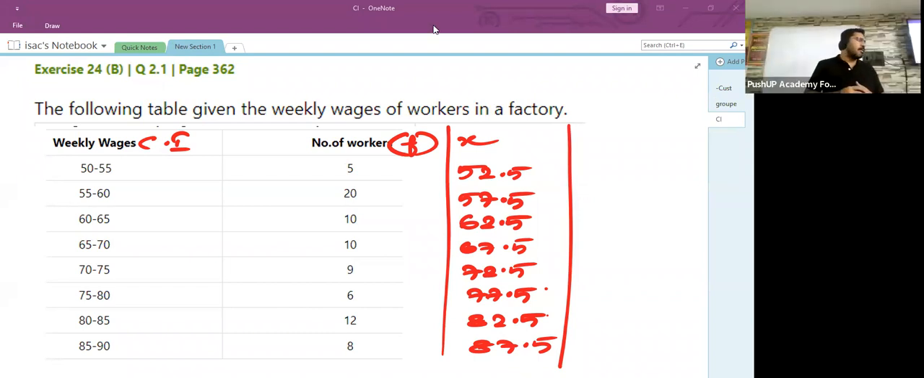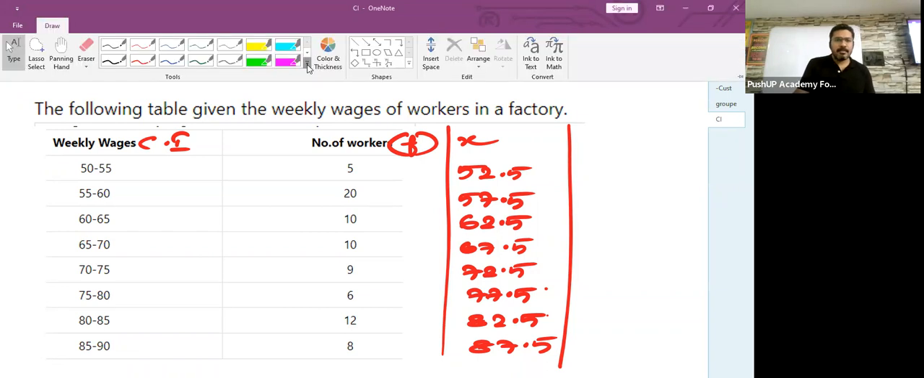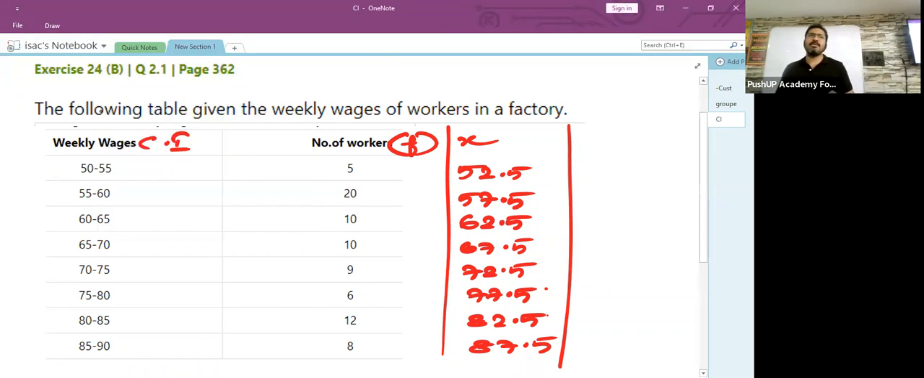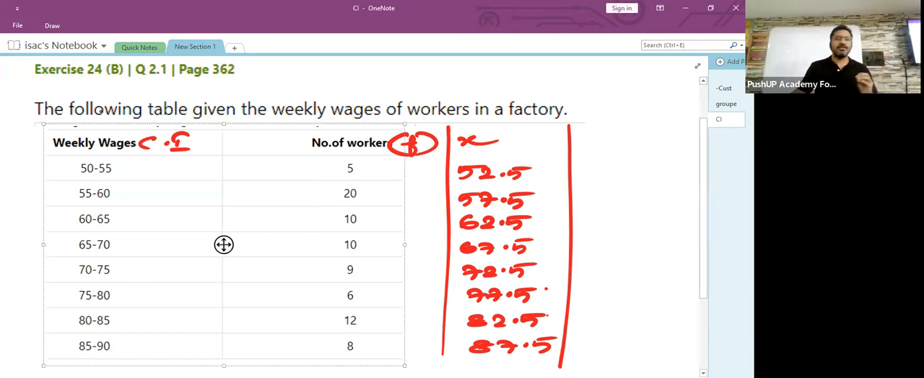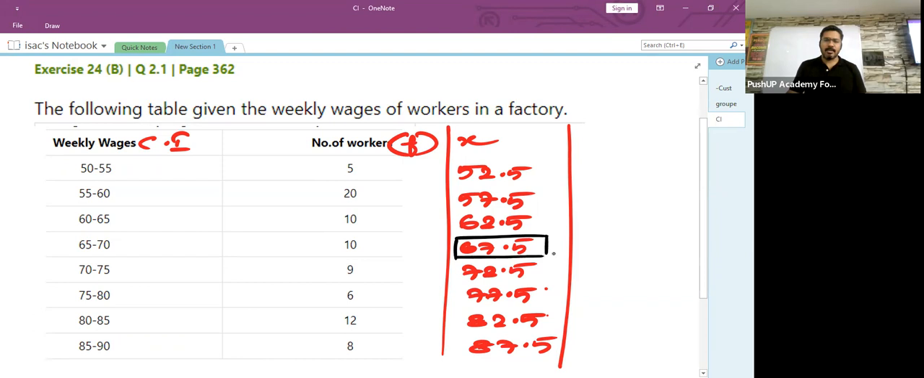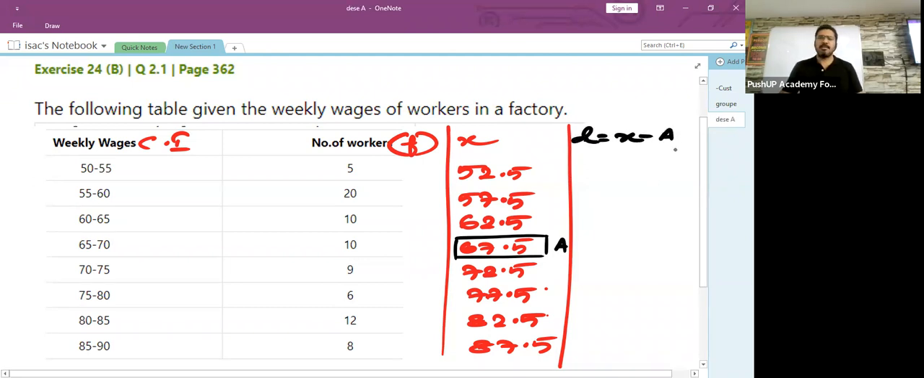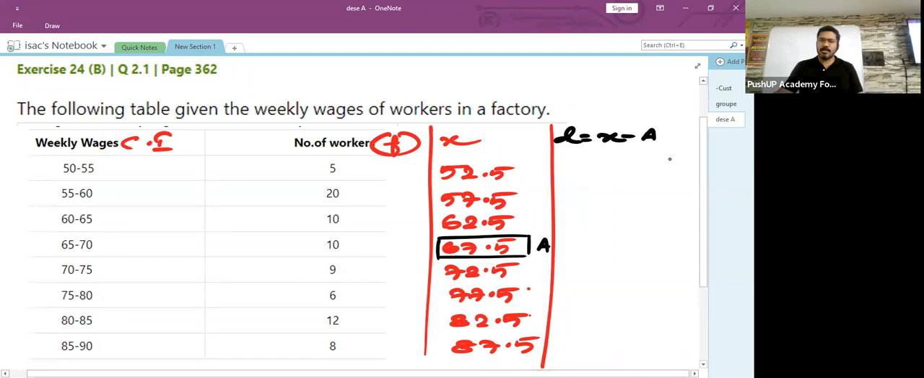Now, variable X is created. Clear? Now, what we have to do next? From this given column of variable X, we need to find the assumed mean. Which one do you want to take, children? 67.5 is fine. Let us assume 67.5 as the assumed mean. So the next column which you are going to prepare is the column for deviation. And the deviation is X minus A.